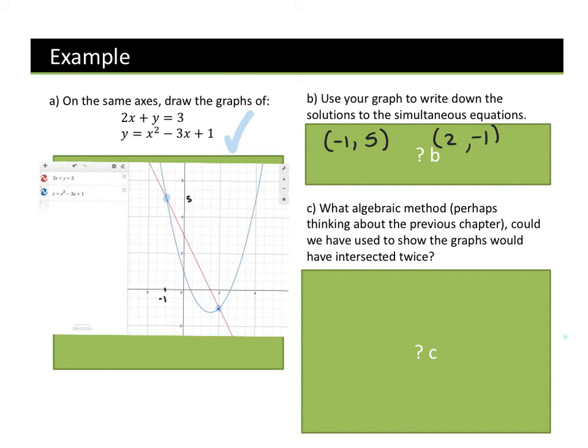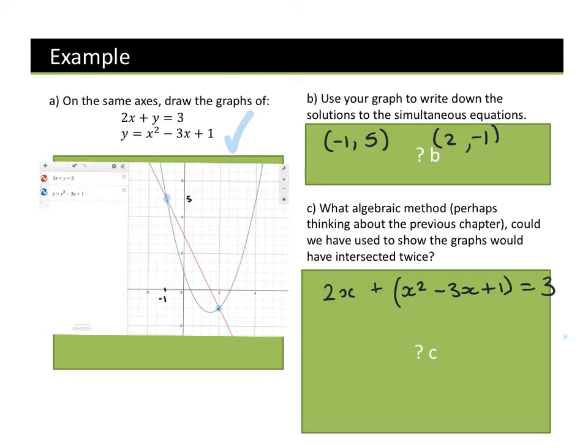Put the first equation equal to the second equation and then just find the values of x and y? Yeah, exactly. You can put the first equation into the second equation. You can substitute in, so 2x plus x squared minus 3x plus 1. So it is simultaneous equations and elimination. If we did use simultaneous equations, so 2x plus, and instead of writing y, we're going to write x squared minus 3x plus 1 equals 3.